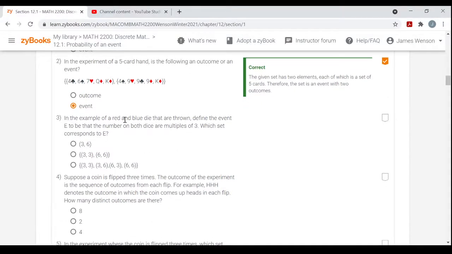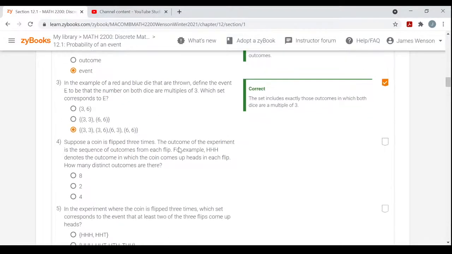In that example of the red die and blue die that are thrown, define the event E to be that the number on both dice are multiples of 3. So which set corresponds to E? Well, 3,3; 3,6; 6,3; 6,6. This set of those outcomes would be event E, the way they described it.